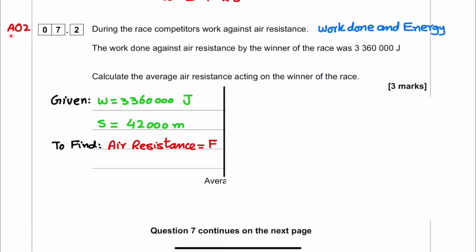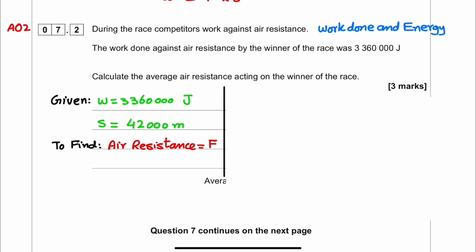7.2 is an AO2 question, and this question is again from the topic of work done and energy. During the race, the competitor works against the air resistance. The work done against the air resistance by the winner of the race was 3.36 million joules. Calculate the average air resistance acting on the winner of the race. So we need to find the value of the force, because air resistance is a force.